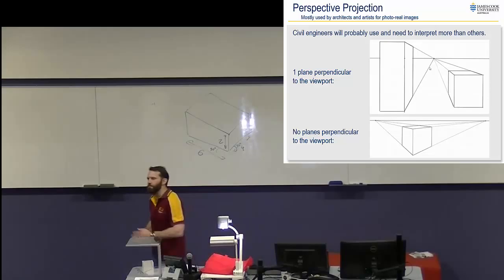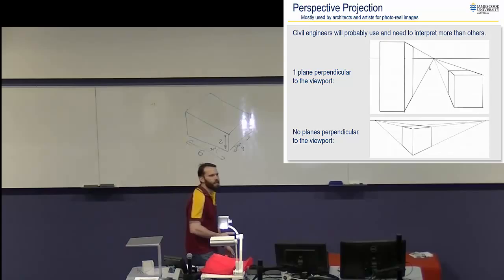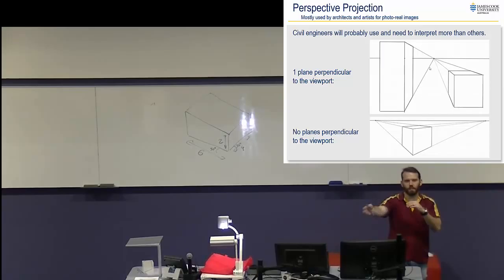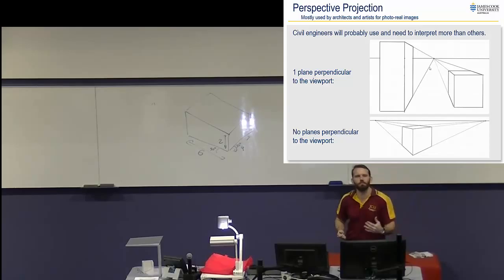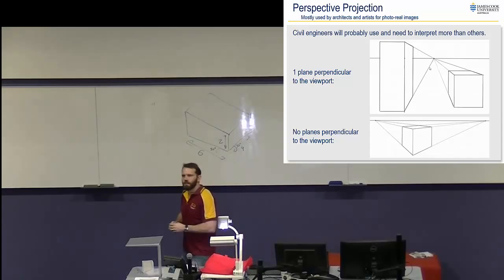If you're designing a bridge, sometimes an isometric of that bridge might look a bit silly, but you could do a perspective, and SOLIDWORKS gives you a perspective option as well, and that will look a lot nicer. Just understand that this is the basis for how that perspective works. This is the basis for how our eyes work. This is the most realistic drawing type, because this is how your eyes actually interpret the world around you.